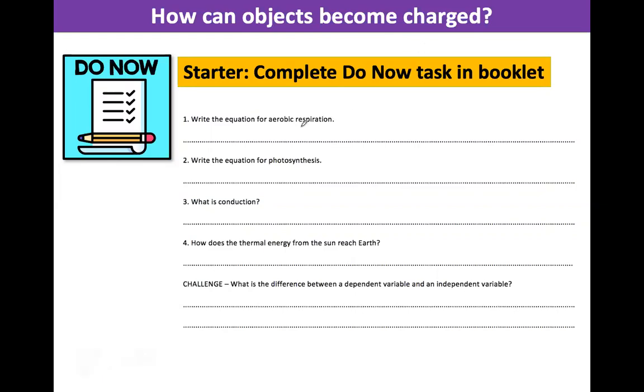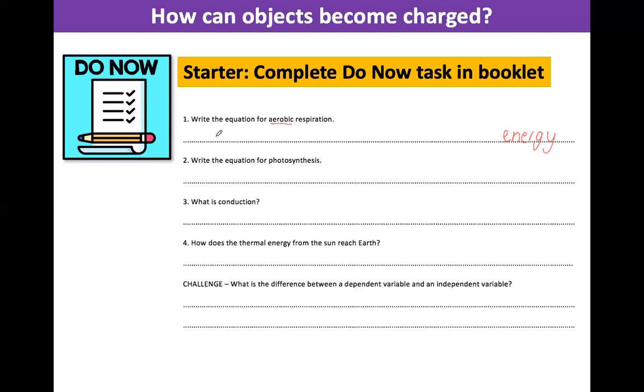So, looking at question 1 to begin with, what's aerobic respiration? And whenever you get a question on aerobic respiration or respiration generally, the first thing I want you to think of is what's the purpose of respiration? And when we think about the purpose, you'll remember that the purpose is to get energy. So at the end, you will always have your energy.